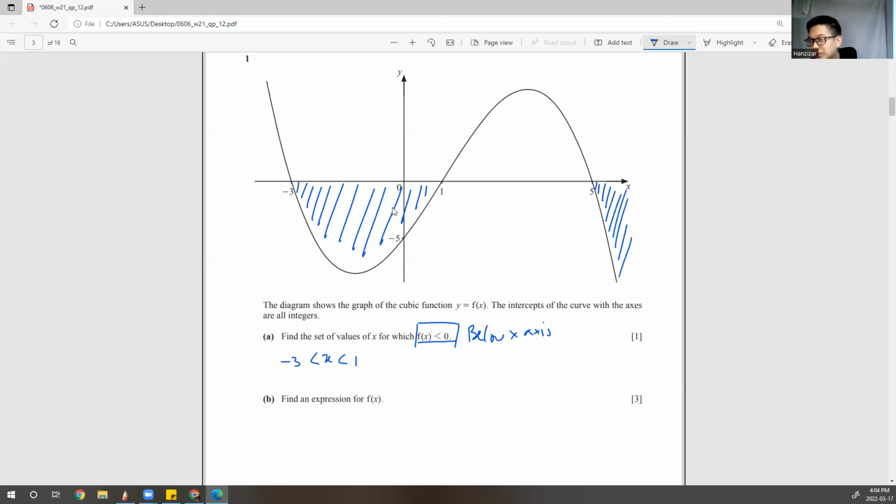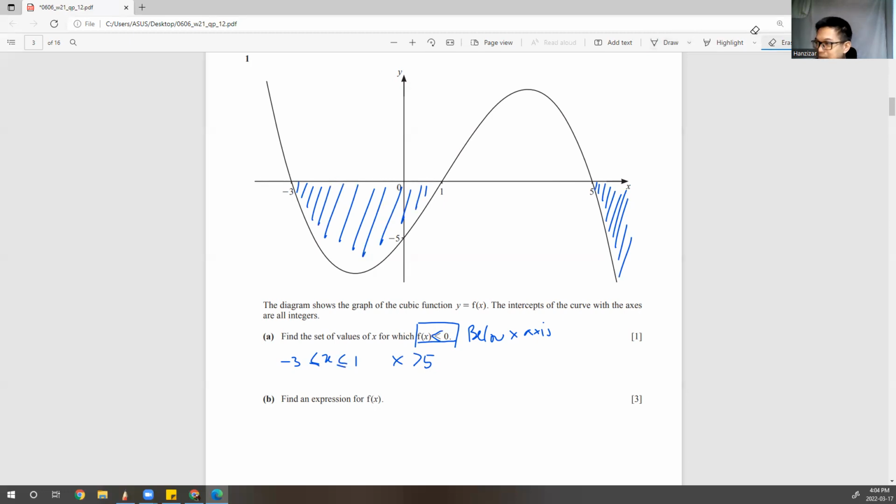If x is more than 5, it has to be more, right? x is more than 5, with no equal sign at all. Why? Because it is less than, not equal. If it were equal, you could write it like that, but in this case we have no equal sign. Okay, and then write an expression for f(x).